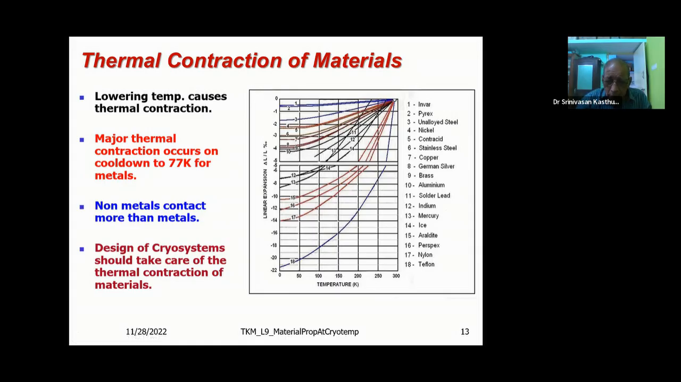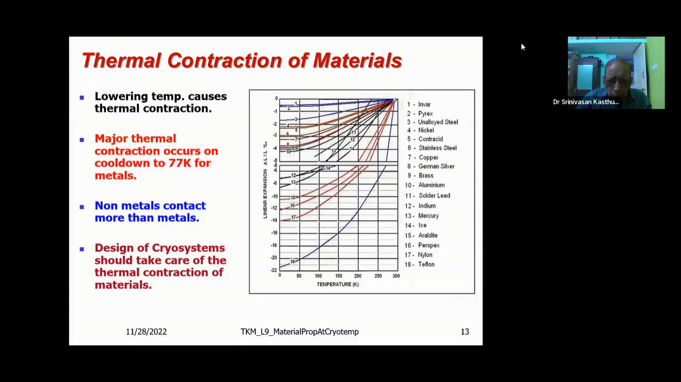But what you notice here is Teflon is having a very large thermal contraction. See here? That's the largest. So if you are using Teflon, it will shrink a lot when you go to low temperature. Please understand, the design of a cryogenic system should really take care of all this thermal contraction of the materials. That's very important.